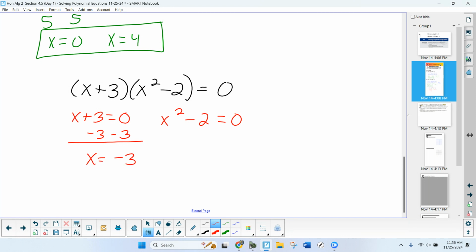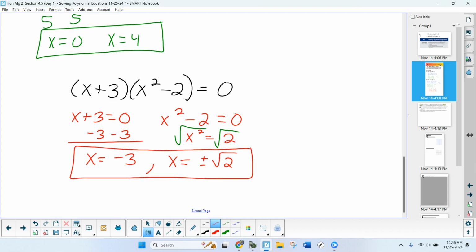What do you do to solve this one? Add 2. So you get x squared equals 2. And what do you do now? Take the square root. But when you take the square root, what do you have to remember to put out front? Plus or minus the square root of 2.